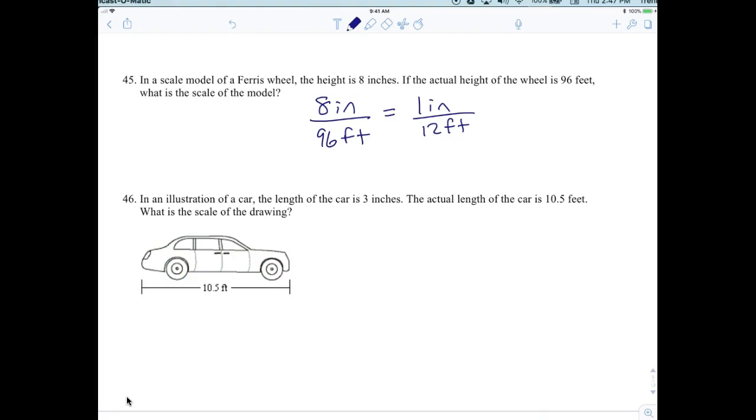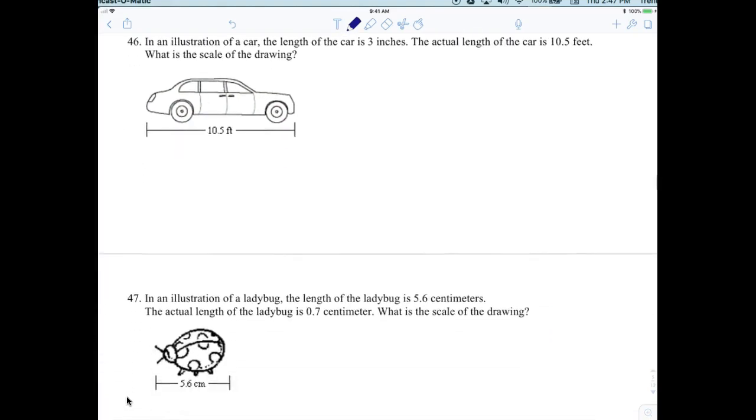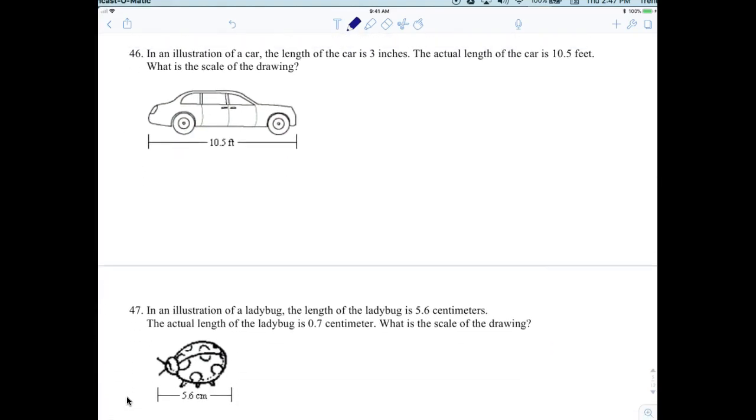Let's take a look at number 46 now. I like these little drawings. So let's see what we got here. All right, remember Miss Pliego's class. Get your hand up immediately if you're not sure about something. An illustration of a car. The length of the car is 3 inches. The actual length of the car is 10.5 feet. What is the scale? So we're just going to say 3 over 10.5. I like that.